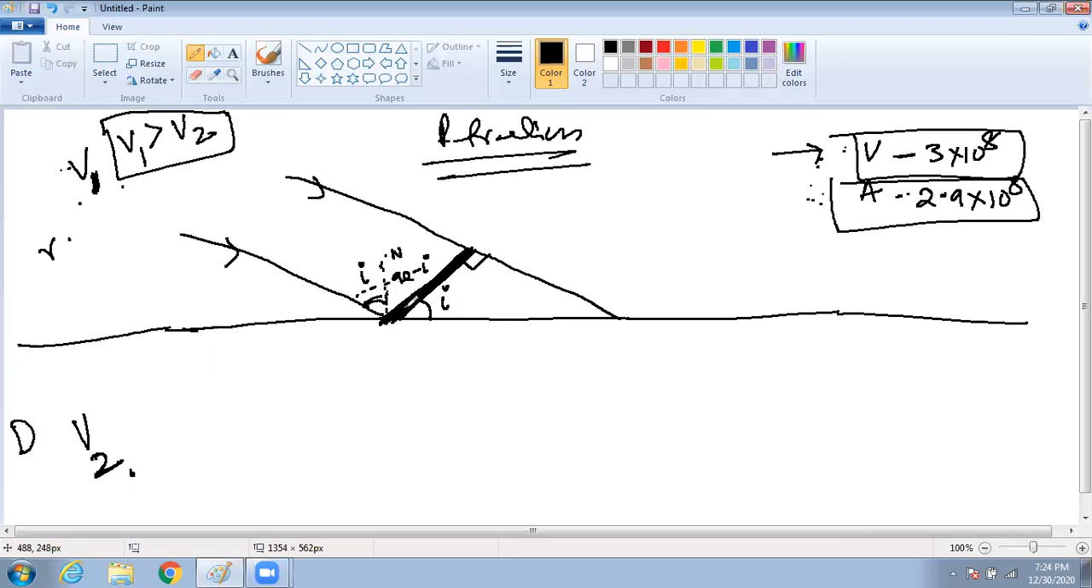Similarly, the angle between the normal and this refracting surface is 90. The whole angle is 90 degree. So if this is 90 minus I, the remaining should be I. Clear?